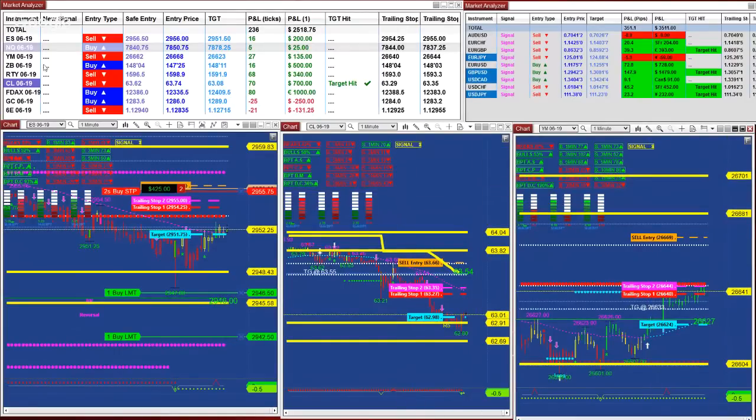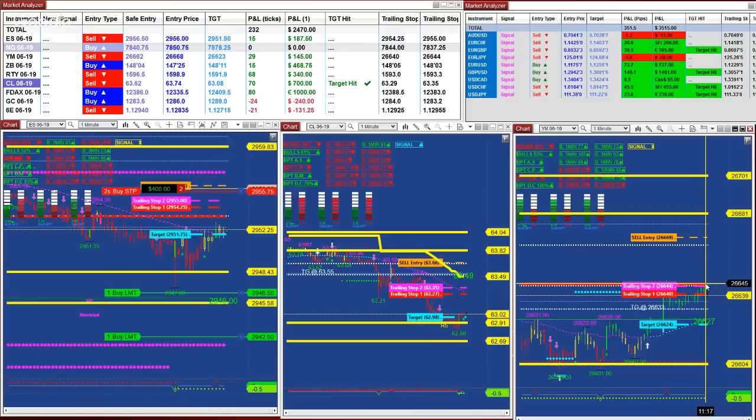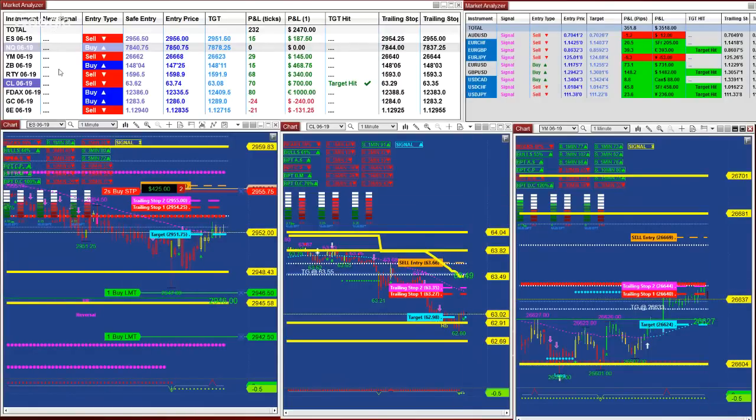So keep your eye on the first column here. You should have the signal plotted. If I was not paying attention, we should have a new signal on the YM. It gives you the entry, the target, and the pullback re-entry.